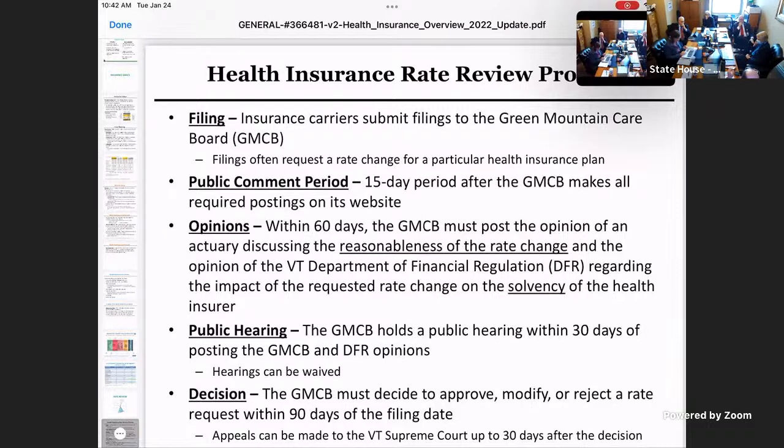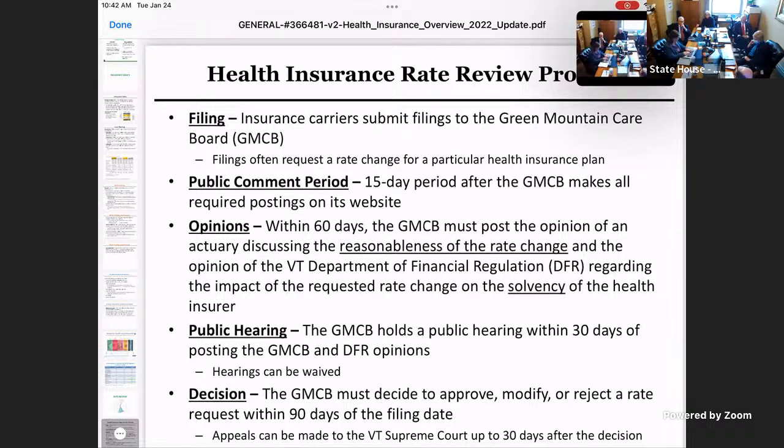They'll say, okay, here's our small group. This is our large group. This is this group, this is that group. So they submit many filings. And then there's a public comment period where the public can comment on it. And then there's the opinions. So with the Green Mountain Care Board, there's a whole process.